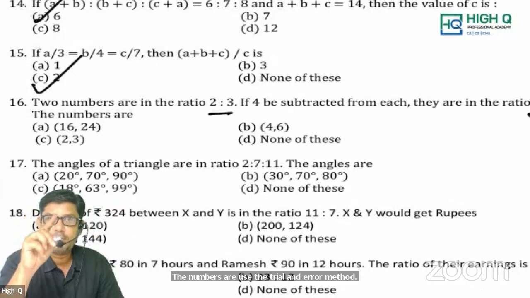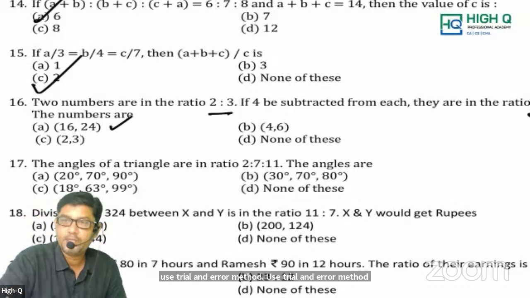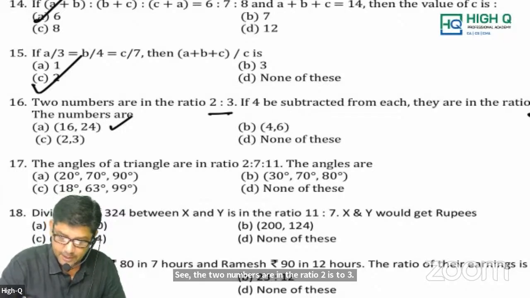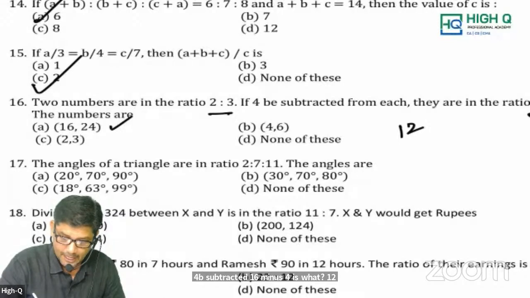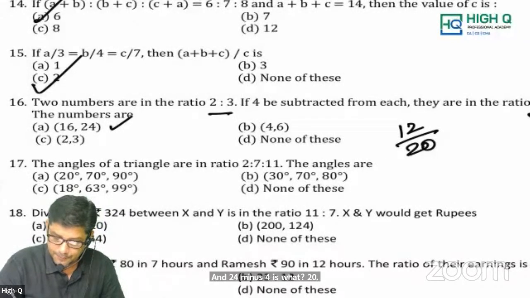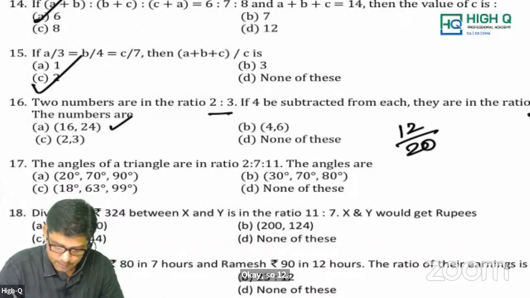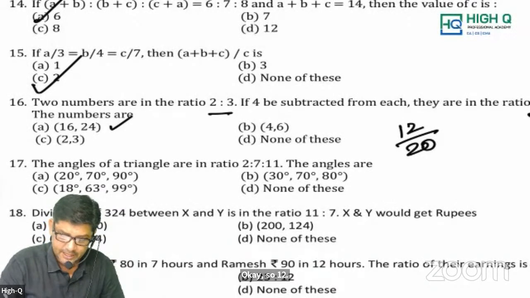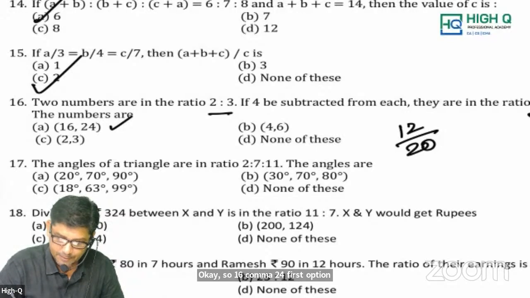See, the 2 numbers are in the ratio 2 is to 3, which is 16, 24. Am I right, my dear? 4 subtracted: 16 minus 4 is what? 12. And 24 minus 4 is what? 20. Okay. So 12 by 20. So 16, 24, the first option, is satisfying. 4 subtracted from each gives 12 and 20. What is it, my dear? 3 by 5.